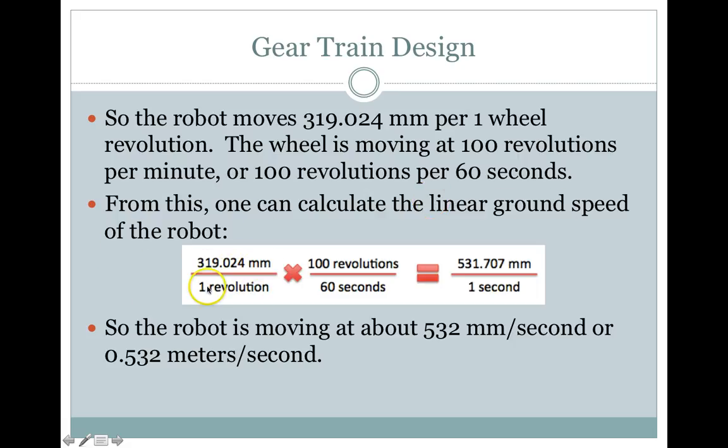319.024 millimeters in one revolution times 100 revolutions every 60 seconds. Our revolutions cancel out, and we multiply across the top and divide by the bottom. So we're going to multiply 319.024 times 100, then divide it by 60, and we get 531.707 millimeters per second. So the robot is moving about 532 millimeters per second, or 0.532 meters per second.